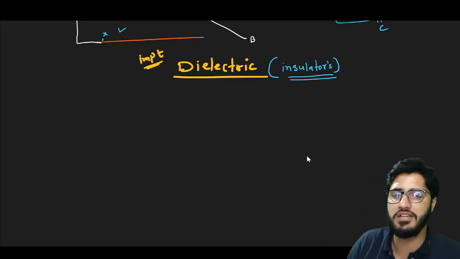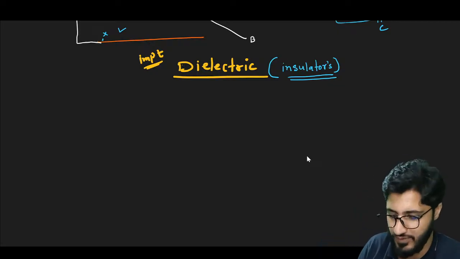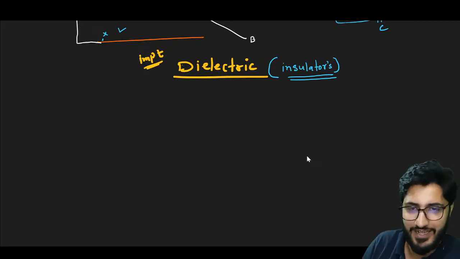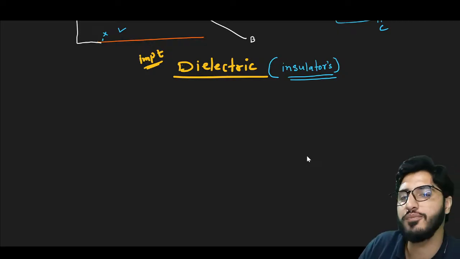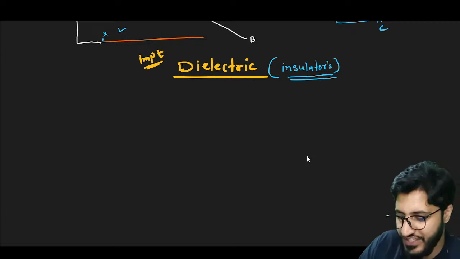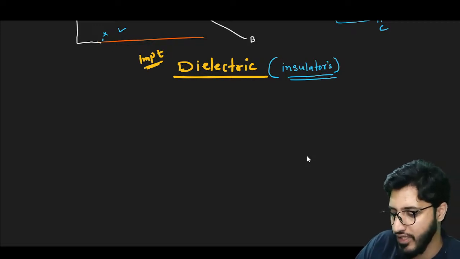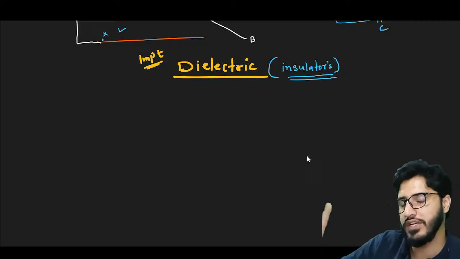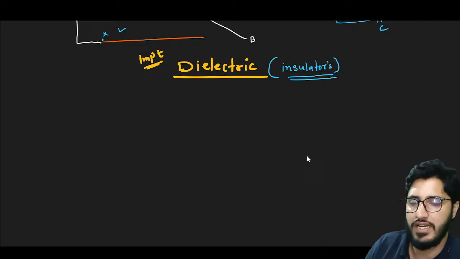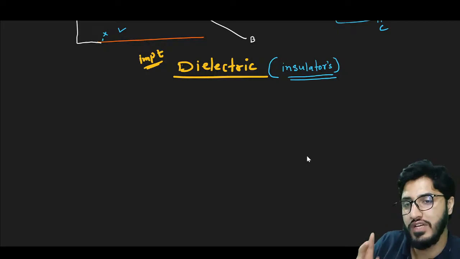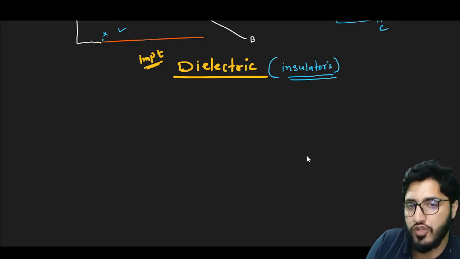What are dielectrics? These are insulator things, not more than that. And we now know the property of insulators. I don't need to repeat the properties of insulators, because we have done insulators in electrostatics and in current electricity. This is the third time we are repeating the insulator topic, right?